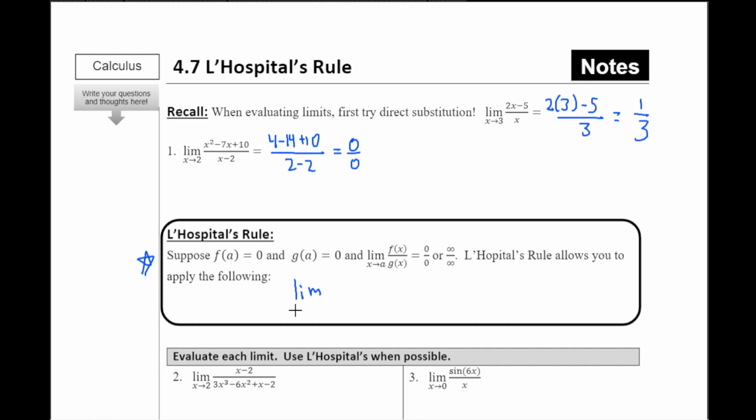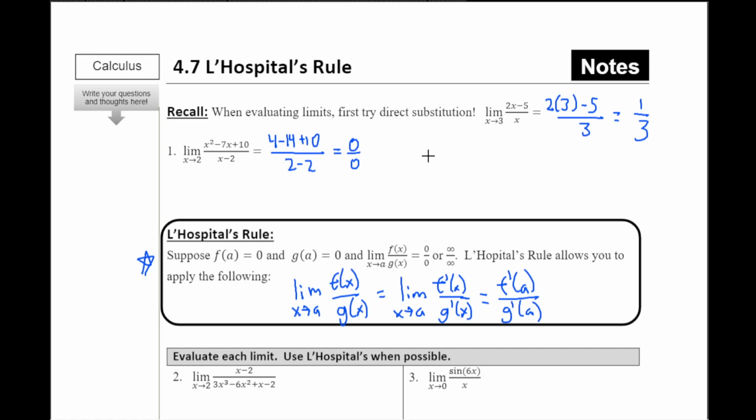The limit as x approaches a of f of x over g of x is equal to the limit as x approaches a of f prime of x over g prime of x. And then from there, if you need to use L'Hopital's rule again, you could do the second derivative. But if you don't get a 0 over 0 or infinity over infinity, you can then plug in what the limit's approaching to get your answer.